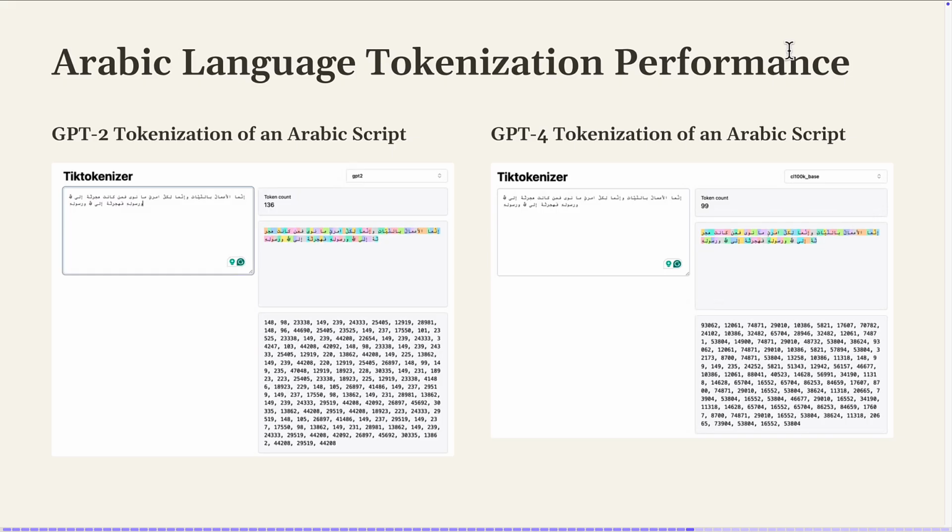Still, you can see it's less efficient in the Arabic context. So what we can conclude now is that this tokenizer was not able to find the roots of the Arabic corpus.